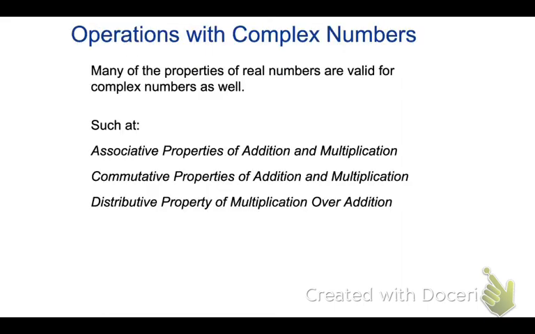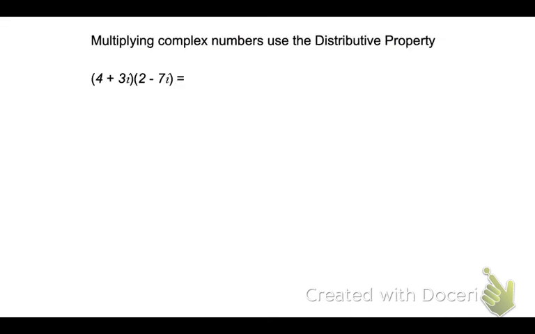Okay, operations and complex numbers. You don't need to write this down, guys. All it is saying is the associative property applies: the associative property of addition and multiplication, commutative property of addition and multiplication, and the distributive property of multiplication over addition. That is all real number stuff, yes? It all applies. That's all it says. So, what do I need to do with these two things? I need to distribute them.